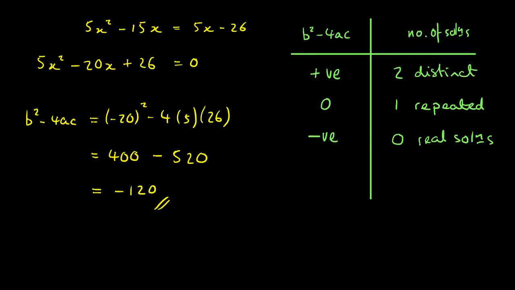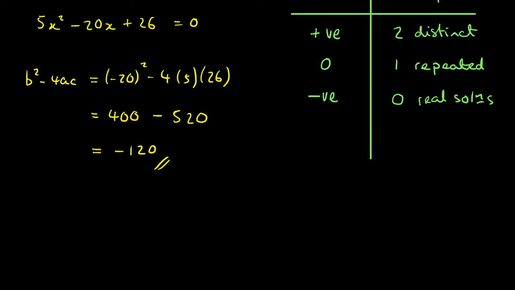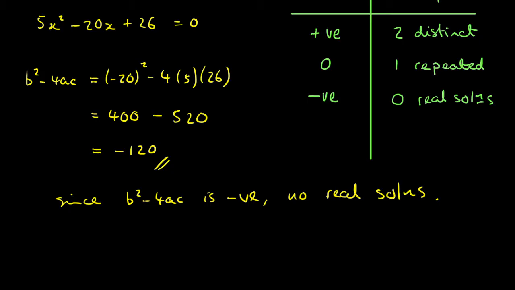solutions. So you should probably write something like, since b squared minus 4ac is negative, there are no real solutions. Okay, and that'll be your answer.